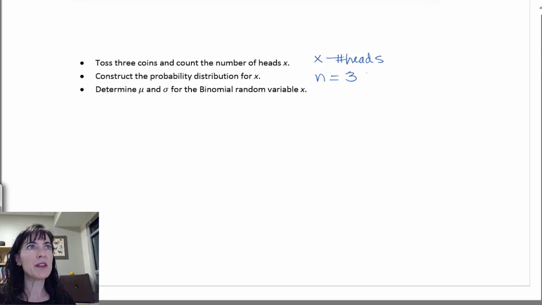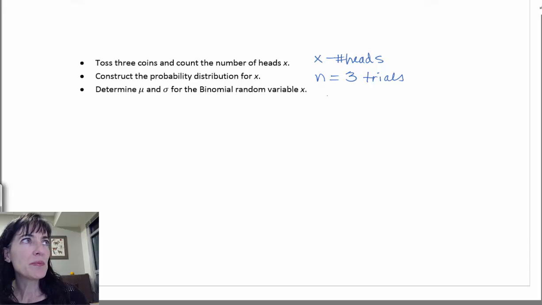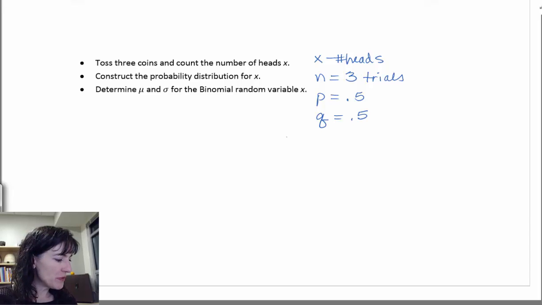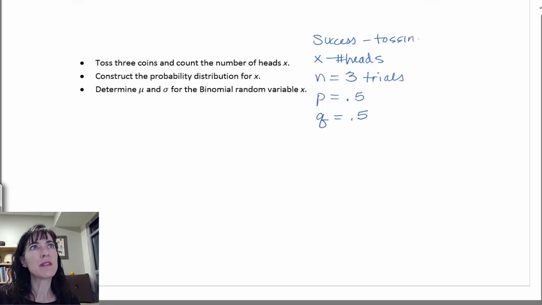So I have 3 trials. And then I'm looking at the probability of success for each trial. So the p is going to be 0.5 for each trial. And that makes my q also a 0.5. And the probability distribution for x. And I also want to state that success is tossing heads.